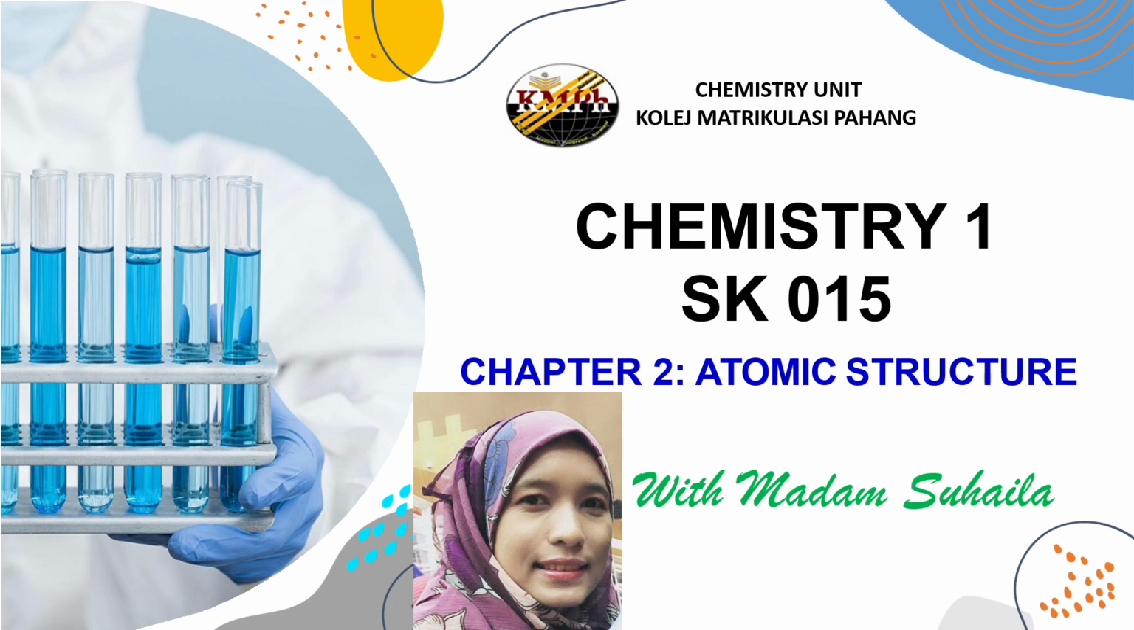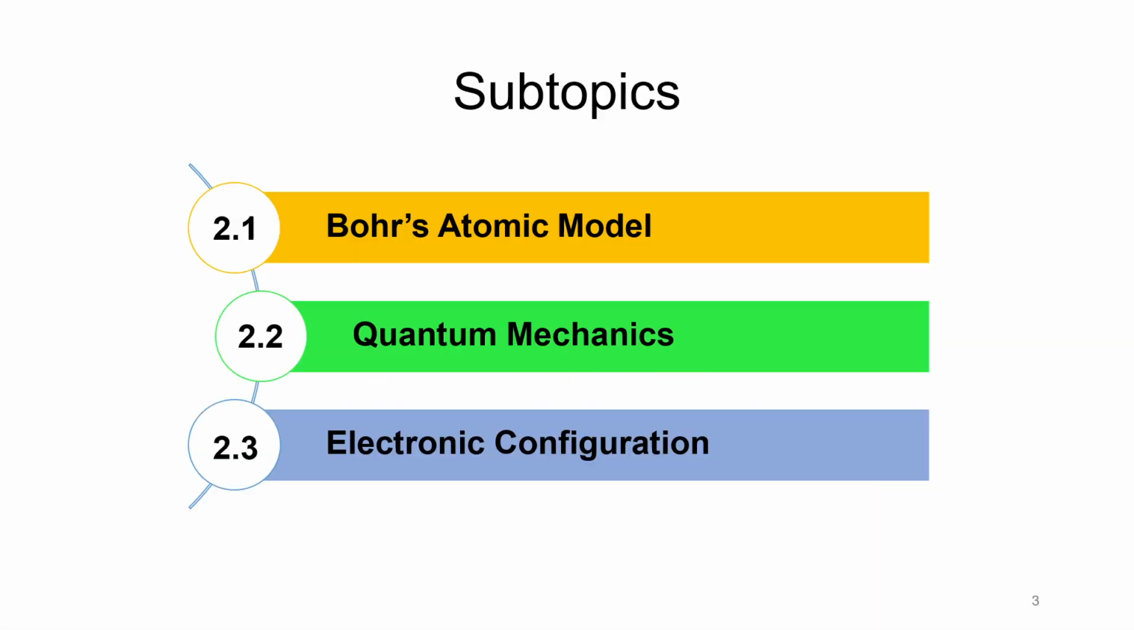Second chapter is about atomic structure. In this chapter we have three subtopics. First subtopic, we are going to learn about Bohr's atomic model. Before this you have learned about Rutherford atomic model in school. So Bohr's atomic model is a model with additional postulates explaining what Rutherford could not explain.